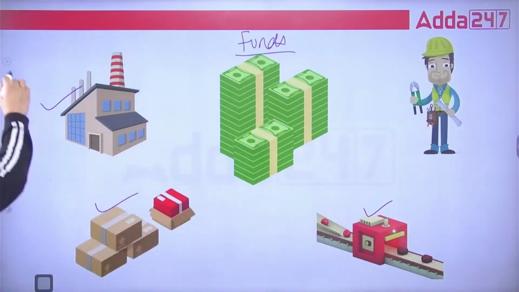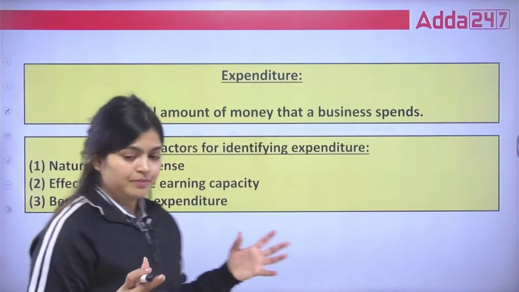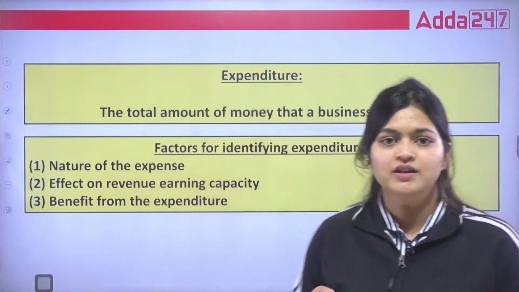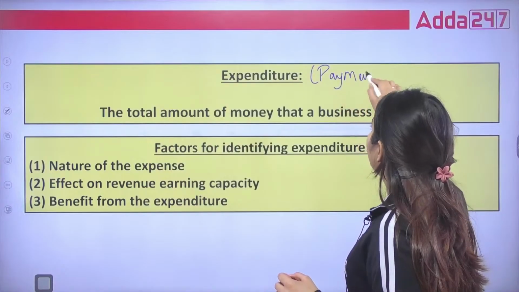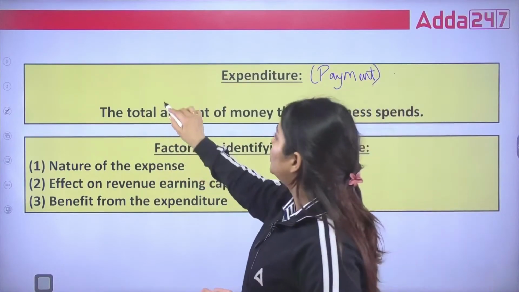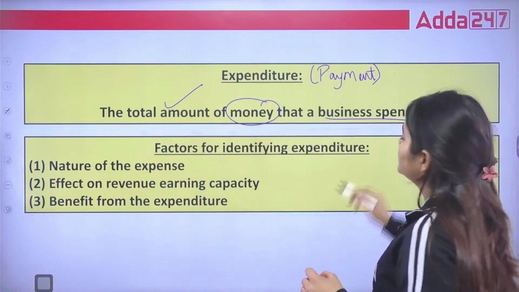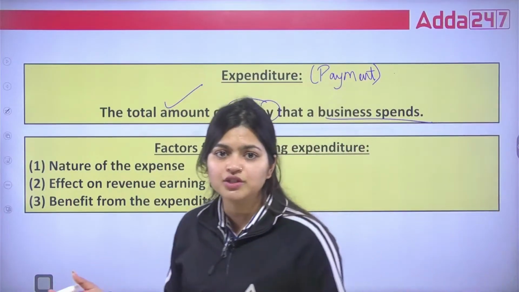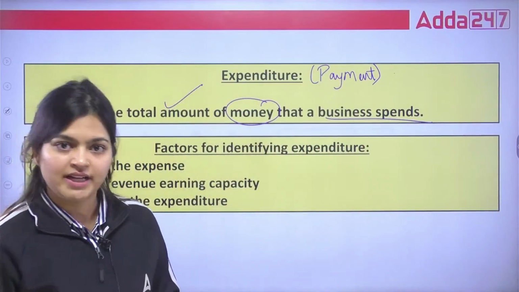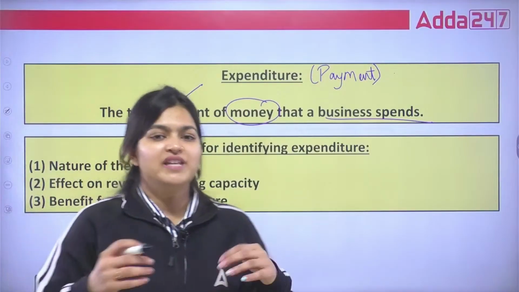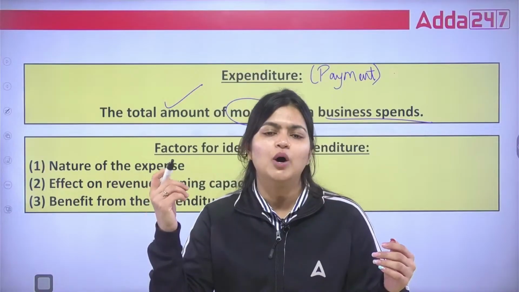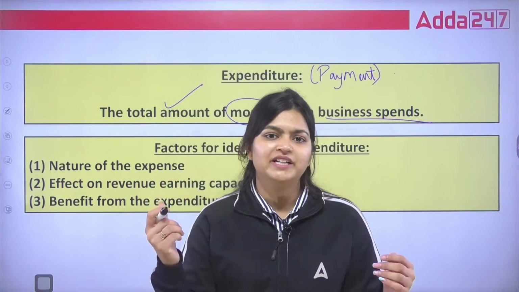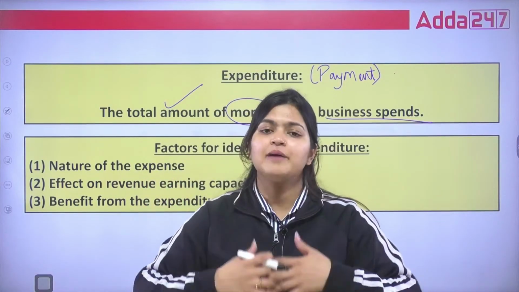Now, if I'm saying payment, what does this payment mean? Payments, or you can say expenditure, means the total amount of money that a business spends. That is what expenditure means. When I'm giving salary, paying for land acquisition, purchasing raw material, here I'm doing the payment.